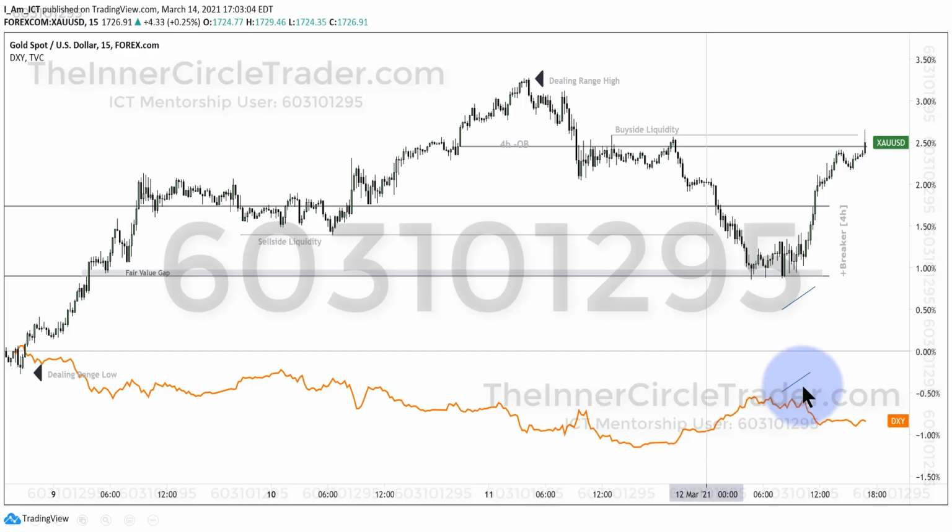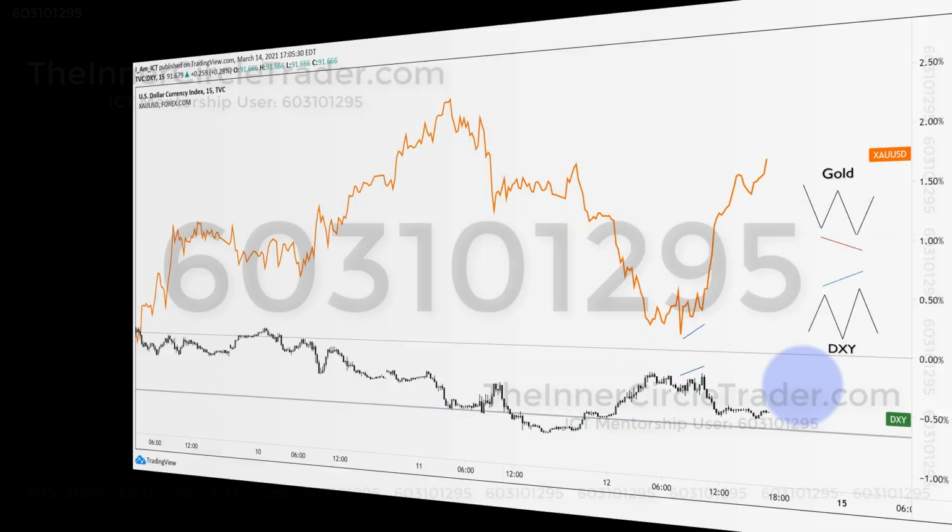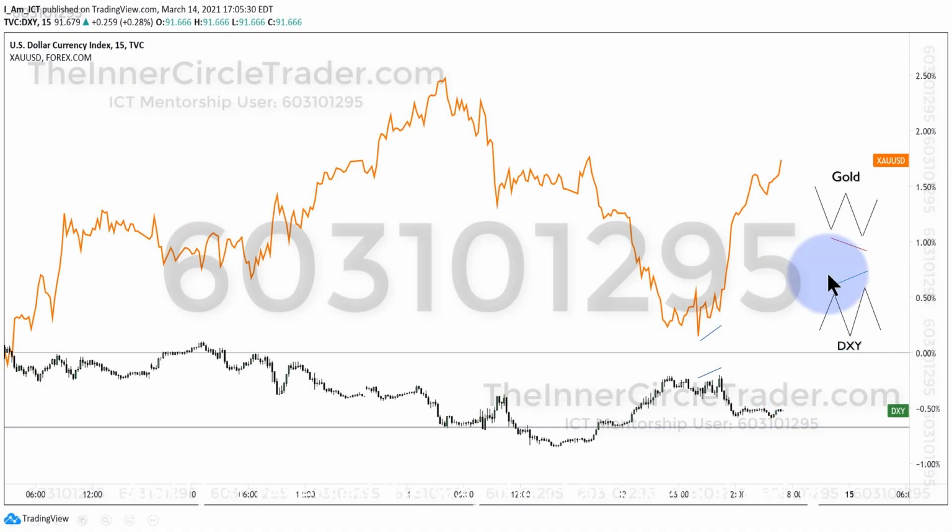That should not happen. If you're looking at gold and it's making higher highs, dollar should be making lower lows. If gold is making lower lows, dollar should be making higher highs. And I just reversed the way the charts were showing. So now we have the dollar index with the gold market shown as a line chart. And you can clearly see that while this was going higher, gold was making higher lows.